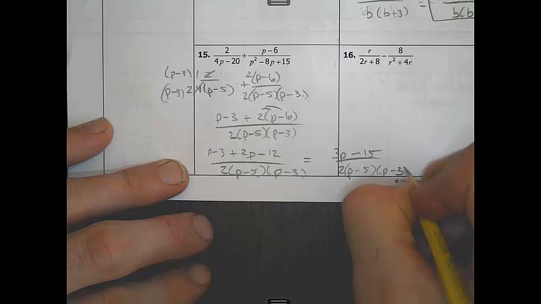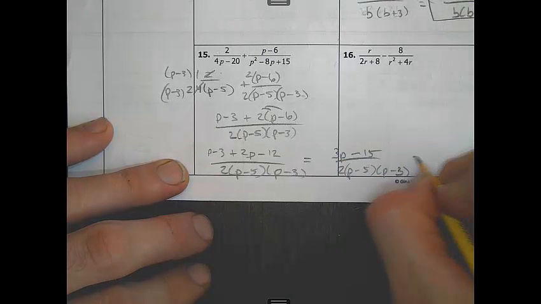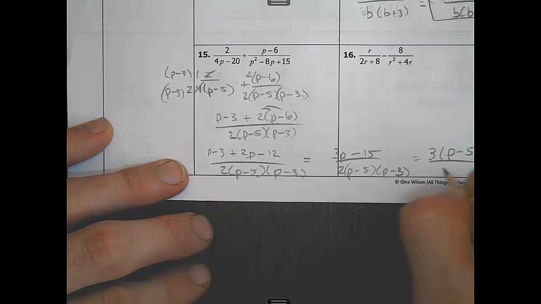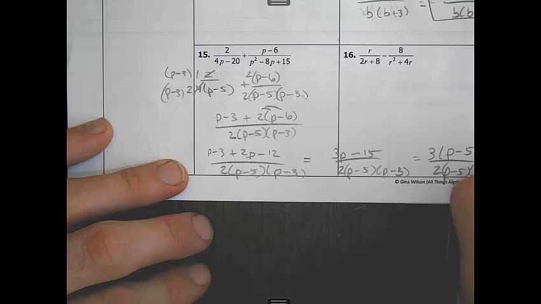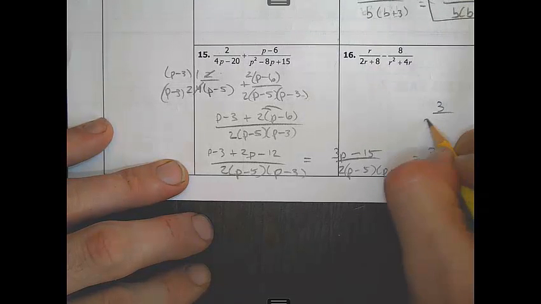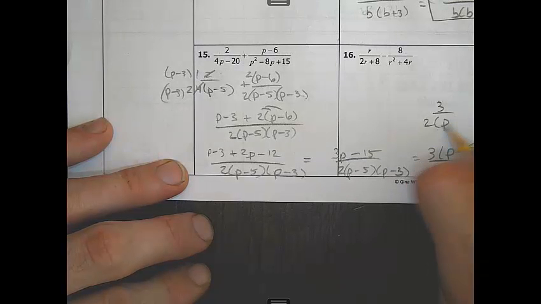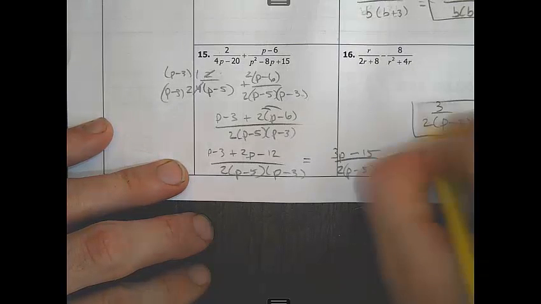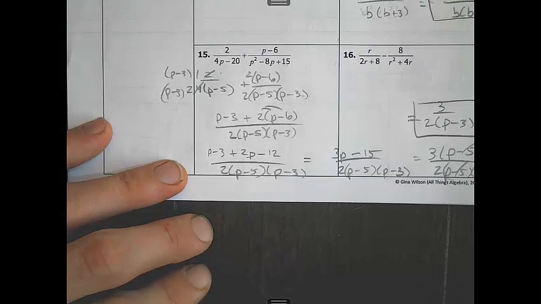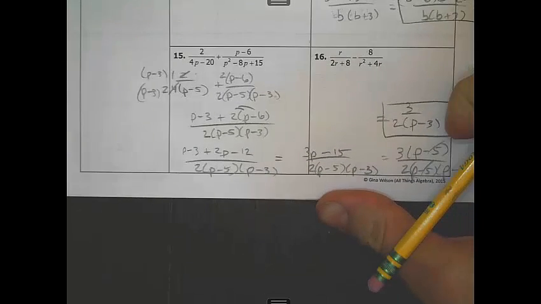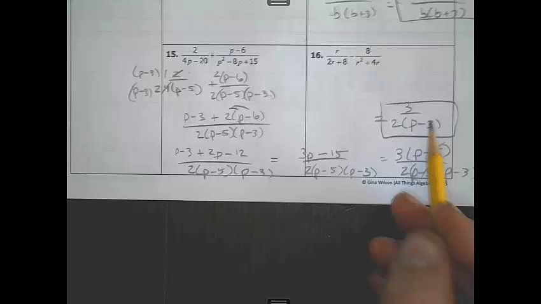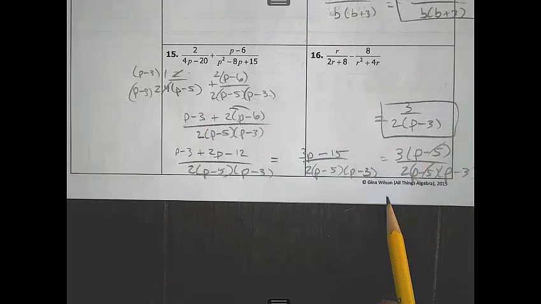And then we also need to factor out a 3 from the top, and we're left with p minus 5, and now we get something to cancel. All right, the p minus 5's cancel. My final answer then is 3 over 2 times quantity p minus 3. All right, sorry, you guys can't really see that, can you? But that is what we need to do, and I hope this helps.